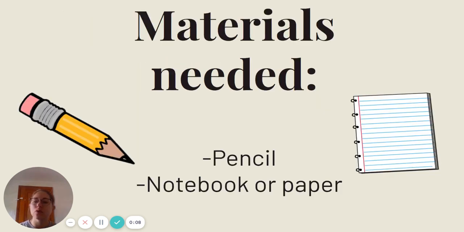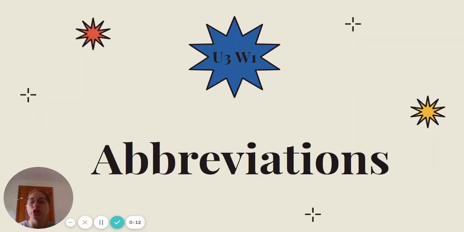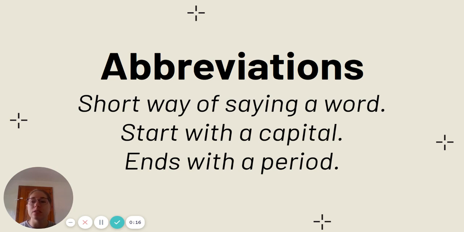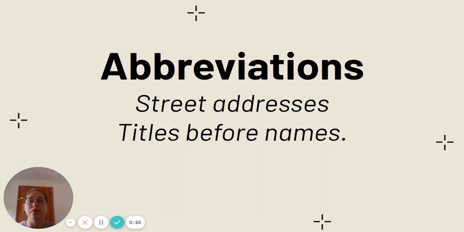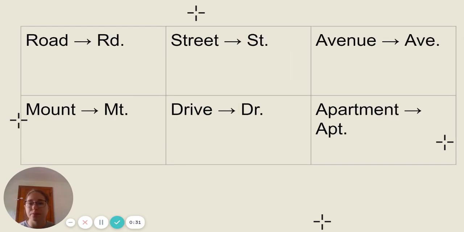Today you will need a pencil as well as a notebook or a piece of paper. We are going to be talking about abbreviations today. Abbreviations are a short way of saying a word. They always start with a capital and they always end with a period. Abbreviations are commonly used for street addresses or any titles before names.